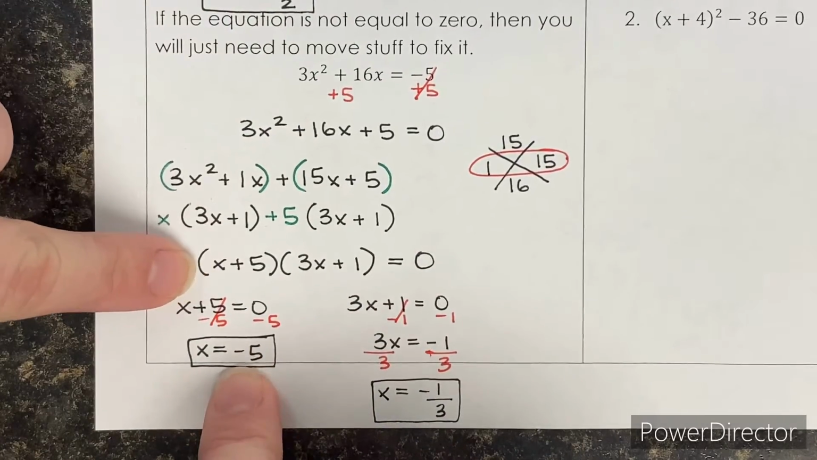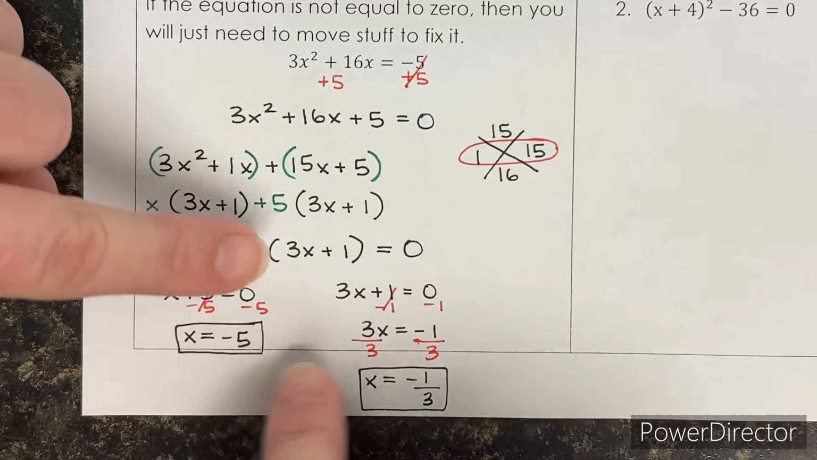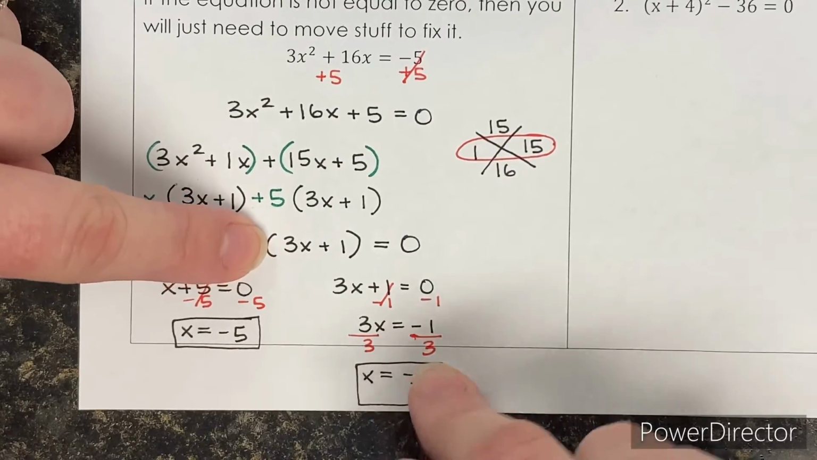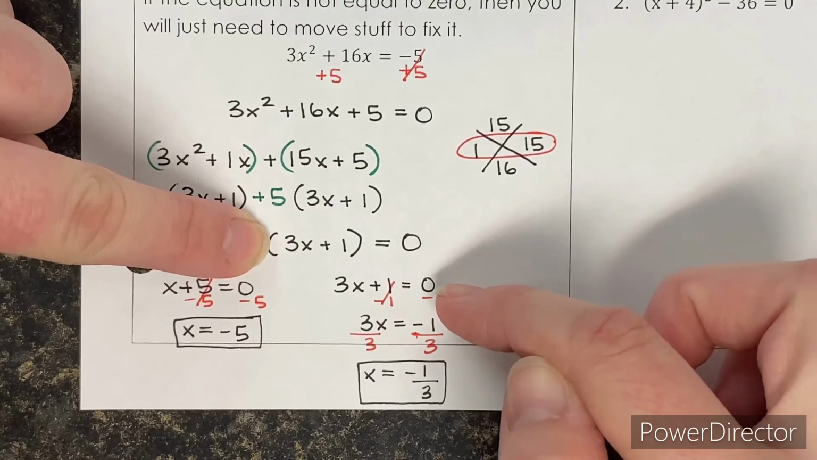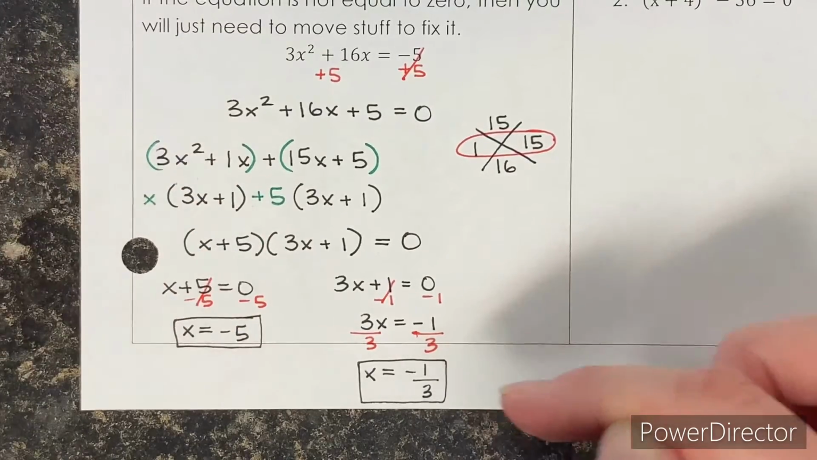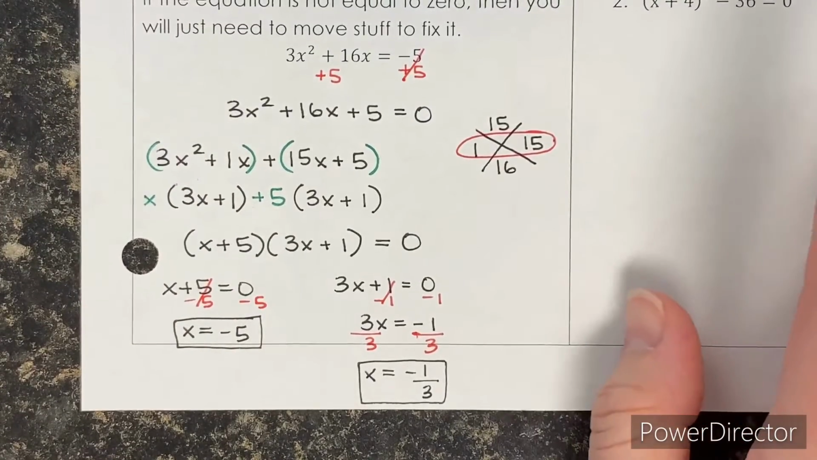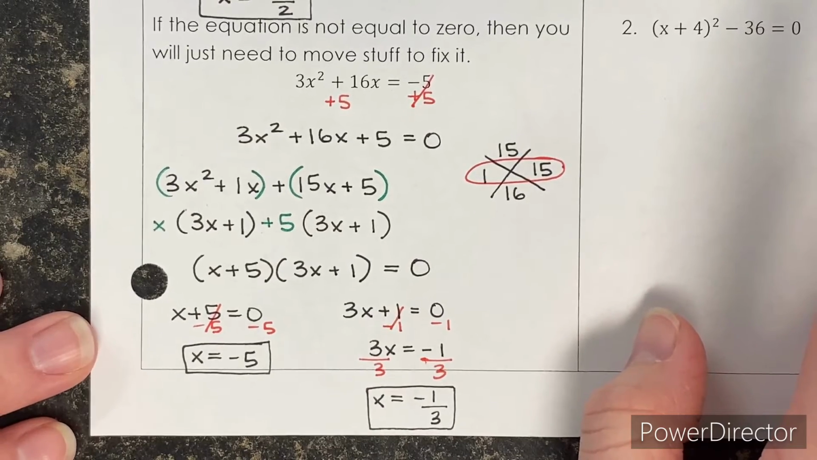This one was just -5. It ends up being the opposite of what it is inside those parentheses. This one is a 2-step equation, so it takes a little bit longer to solve. But just subtract 1 and then divide by 3, and I end up with a fraction, which remember is okay. You can have fractions, but that is how you factor.